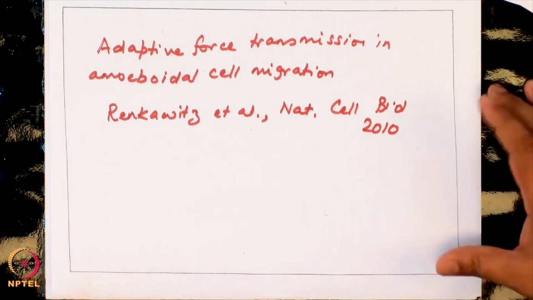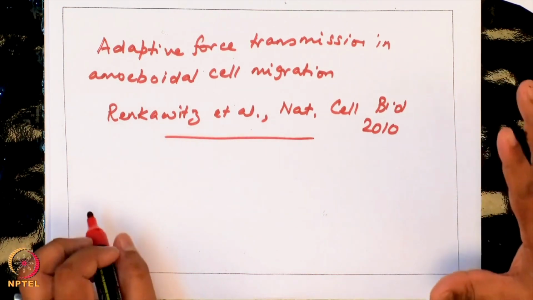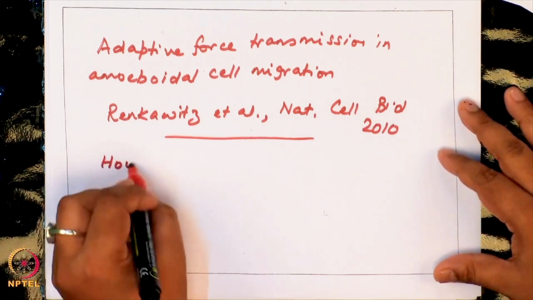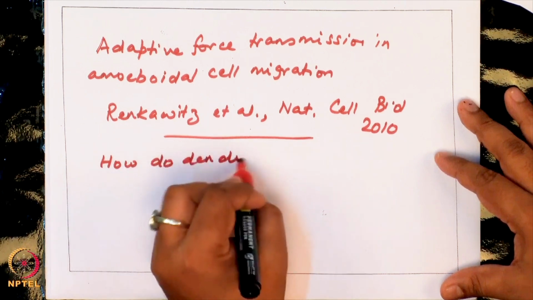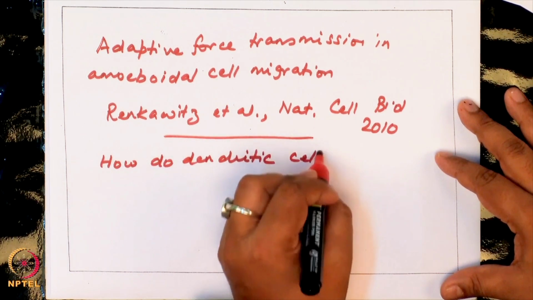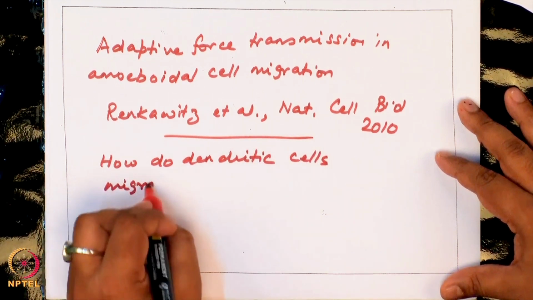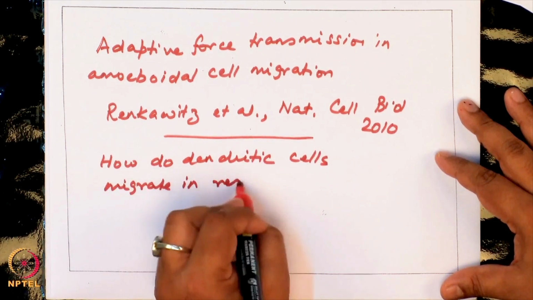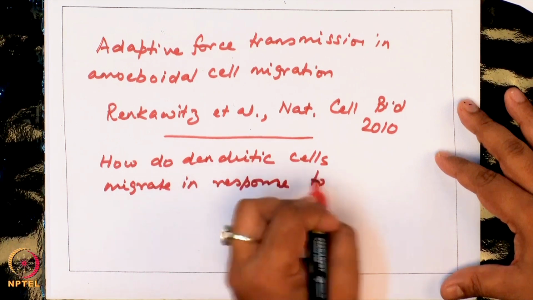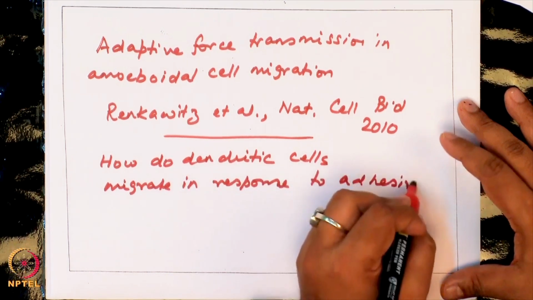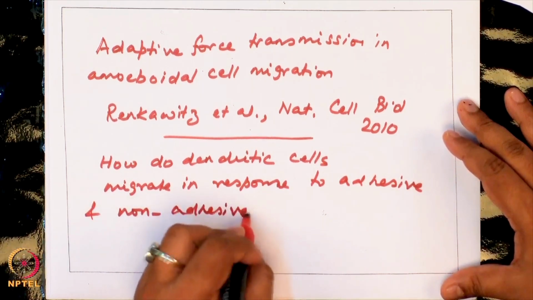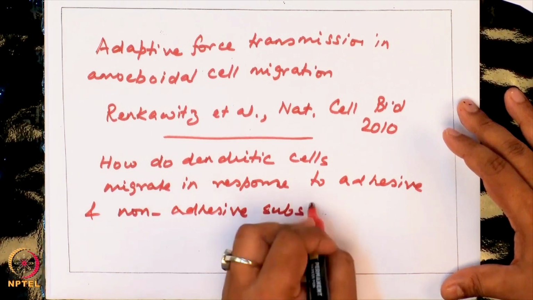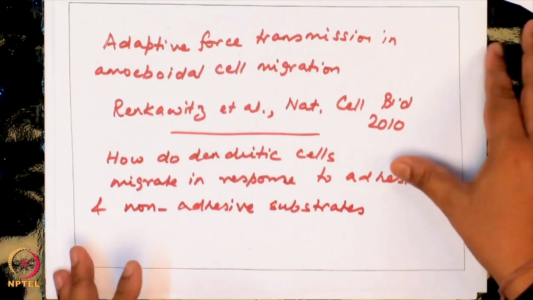Okay. So, the broad goal here of this paper is to understand how dendritic cells migrate in response to adhesive and non-adhesive substrates. The authors worked with dendritic cells.